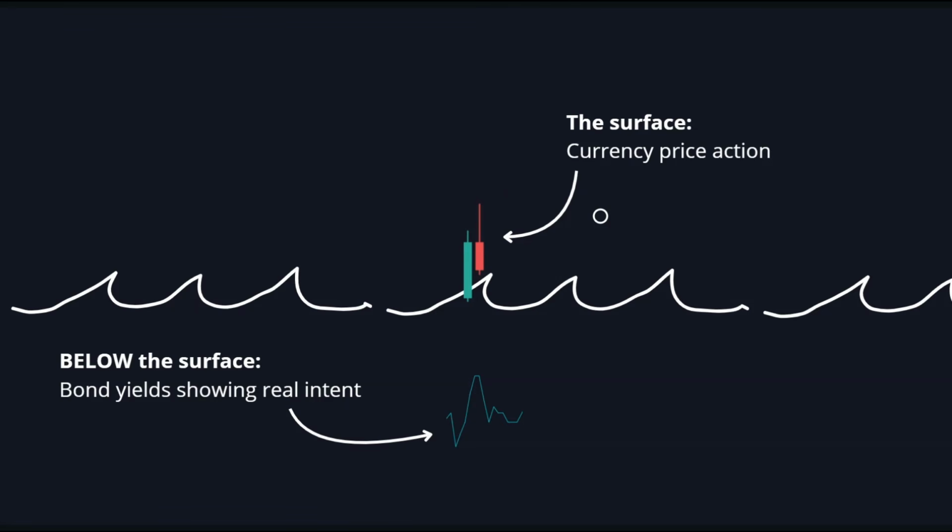That's the best information you can get. And it's all about information. Trading, it's all about information. The person with the most accurate information wins. Most traders are looking at the wrong price action. By laser focusing only on the currency, they're looking at the surface of the ocean. By watching the 10-year yield, you're looking at the currents underneath.